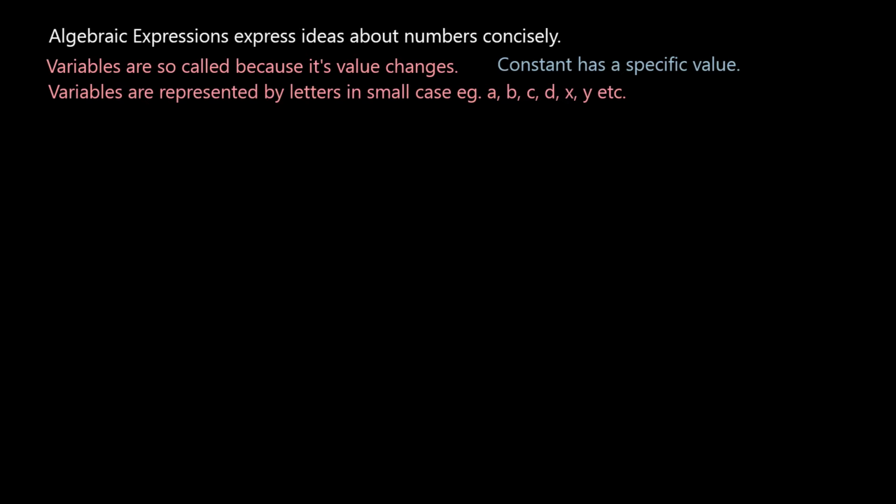We now know that through algebra, we can express ideas about numbers concisely. Algebraic expressions are formed using variables and constants. Variables are represented by lowercase letters a, b, c, d, x, y, etc., and the value of variables change.